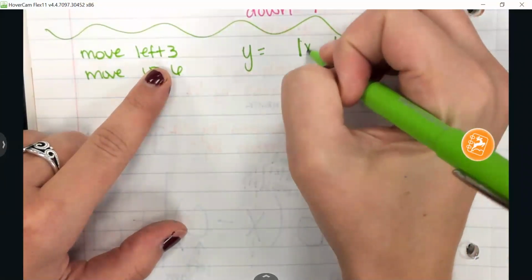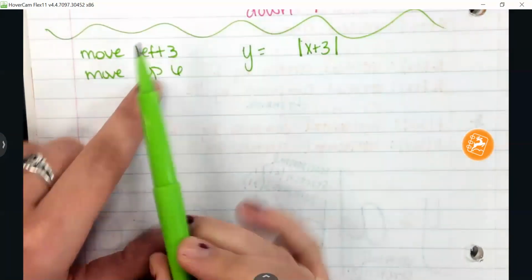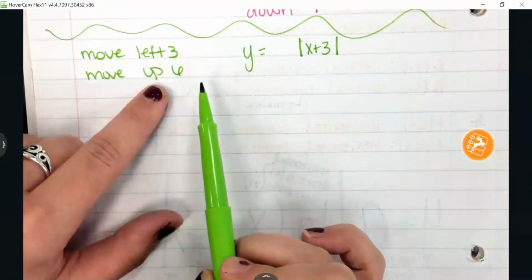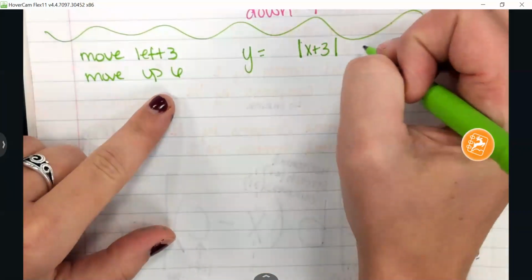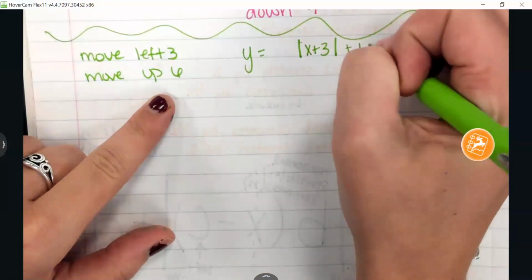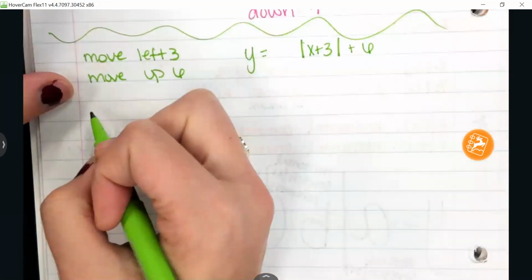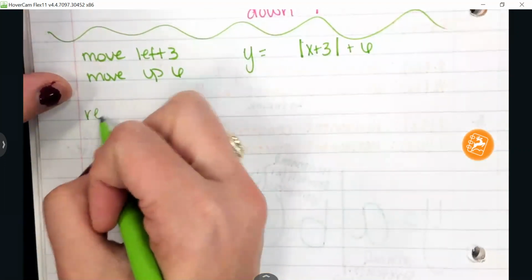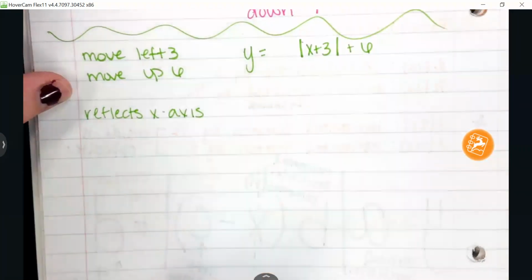Why is it a +3? Because it's opposite. If I need to move up 6, is that inside or outside? Plus or minus? +6. That's my equation. So let's go try one that says it reflects the x-axis.